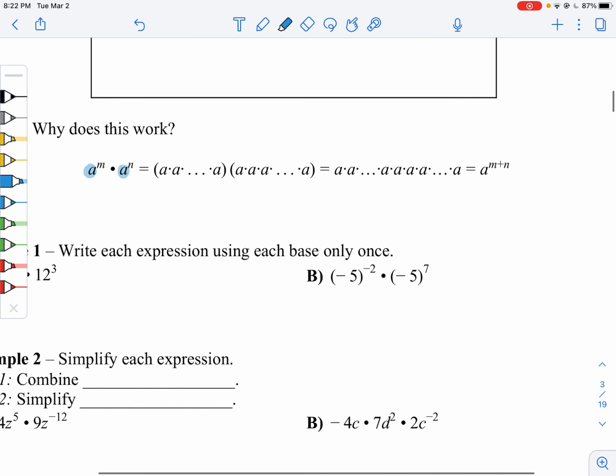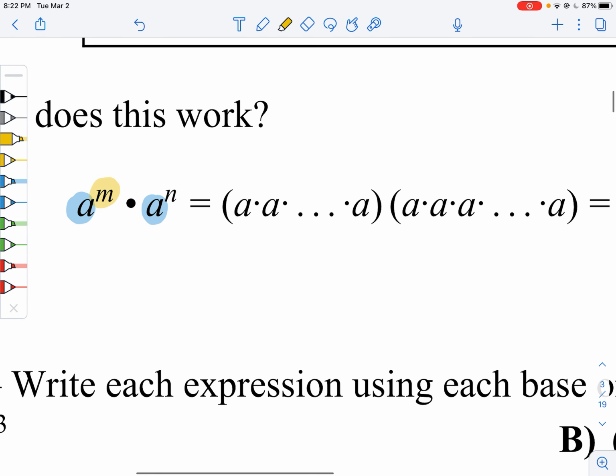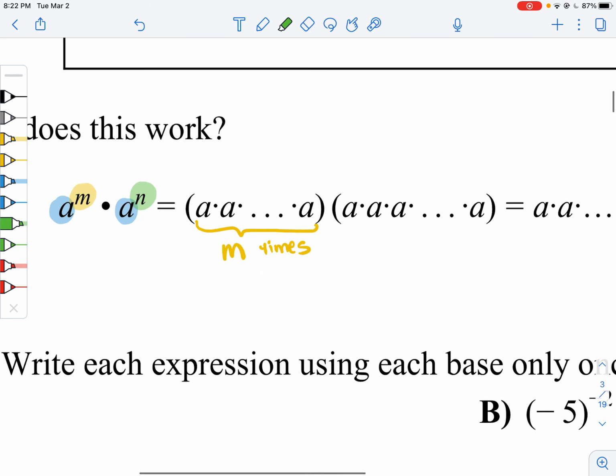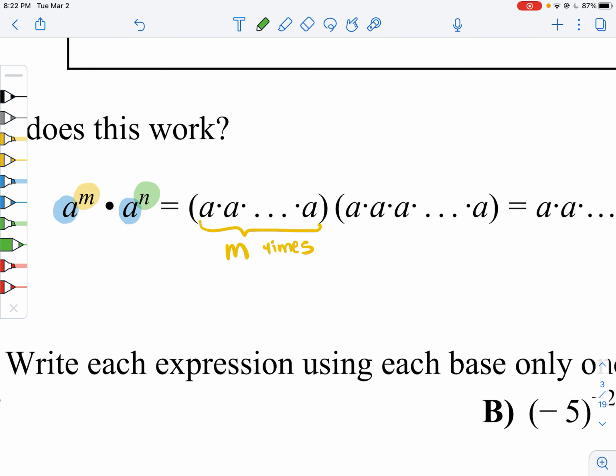Okay? And what happens here is, let's say you have A multiplied by itself m times. So you have A times A times A, that's m times. And then you multiply that times A, itself, n times. So you have here an m number of A's and you have n number of A's.